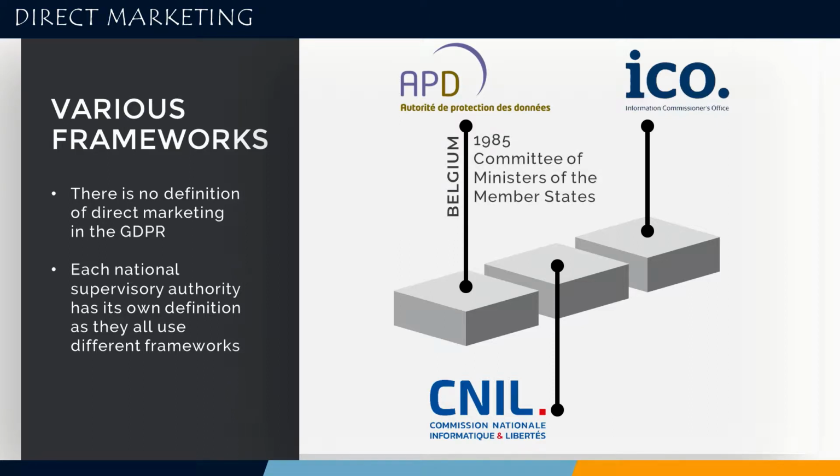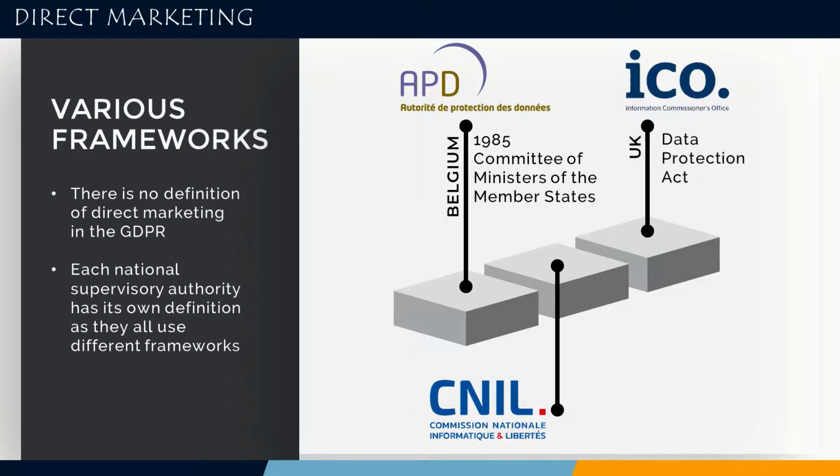In Belgium, the supervisory authority refers to the decision taken in 1985 by the Committee of Ministers of the Member States on the protection of personal data used for direct marketing purposes. This decision defines direct marketing as all the activities and any service ancillary to such activities that make it possible to offer products and services or to convey other advertisements to population segments through mail, phone, or other direct means in order to inform or solicit a reaction from the person involved.